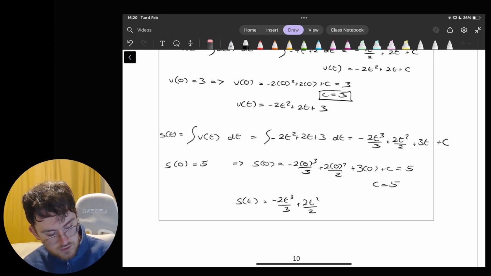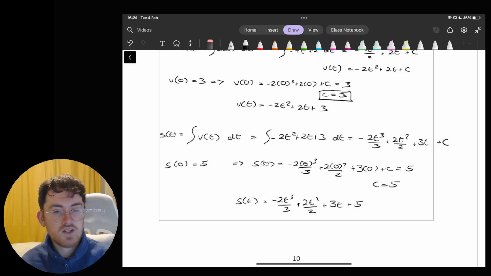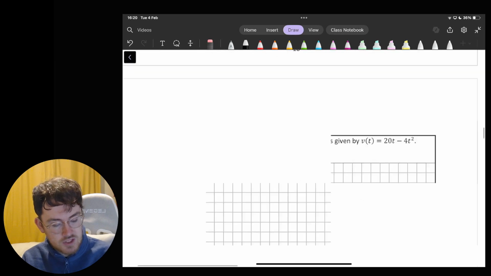And my overall function for displacement I can write quite easily there, filling in 5 for c. So we get to our answer straight away. Really just an example of moving completely in the opposite direction.